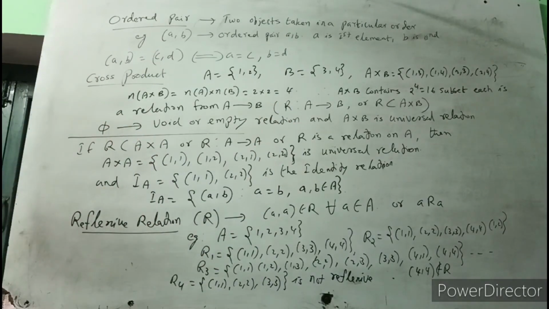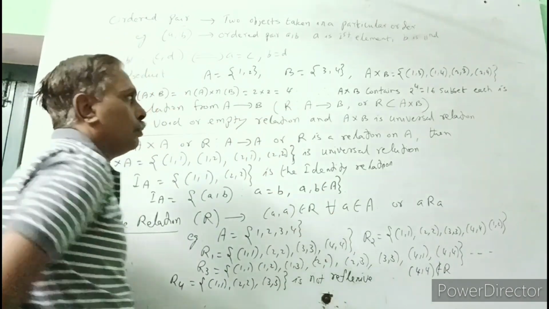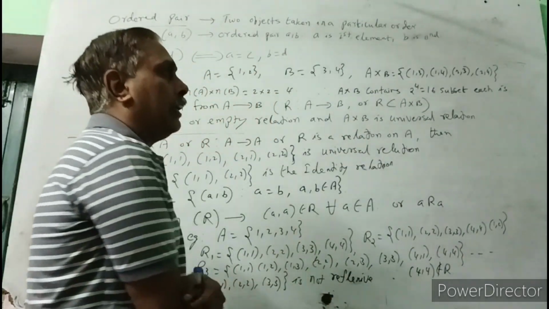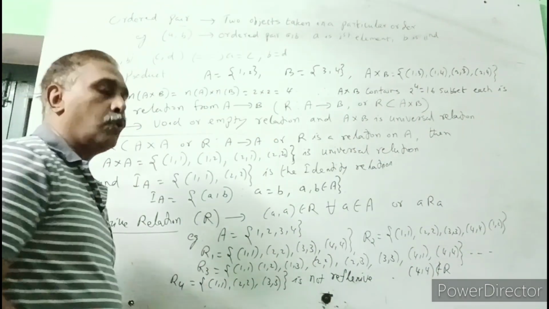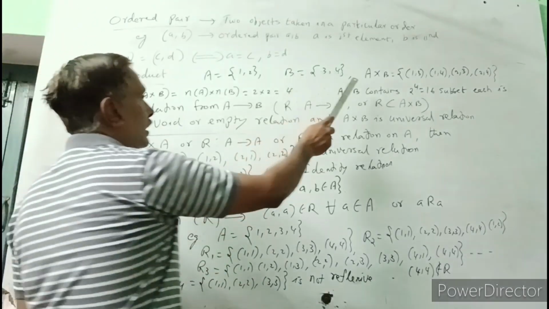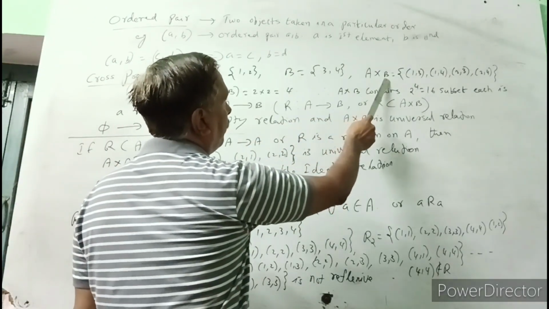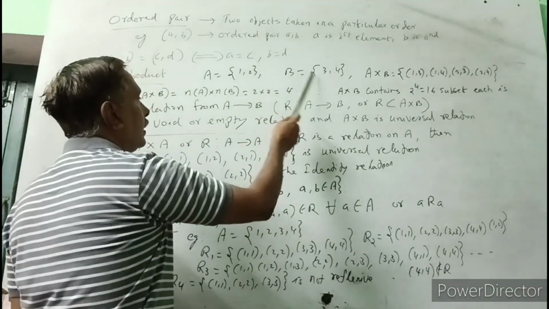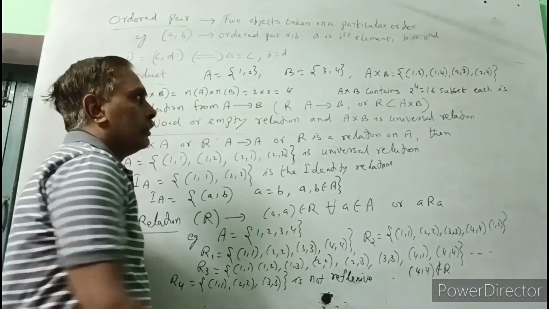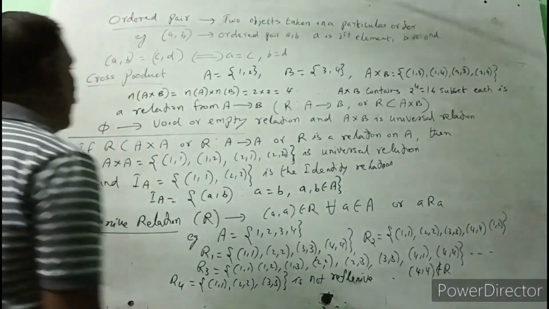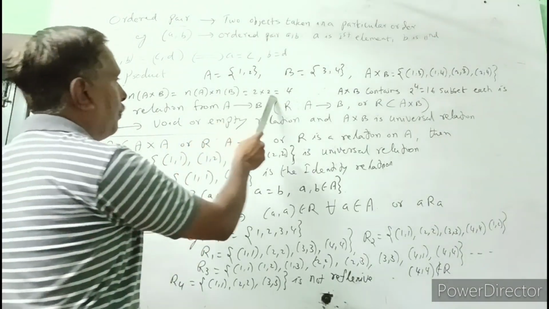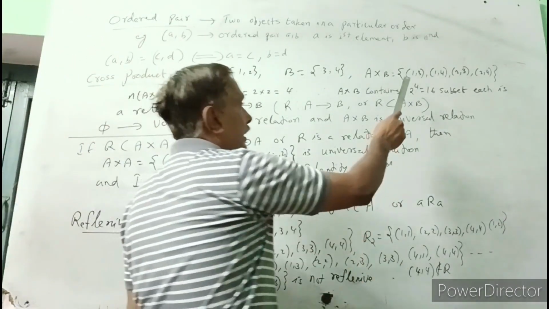Then you studied in 11th cross product. Suppose A and B are any two sets, then A cross B equal to, you know how to make it. The cross product elements are ordered pairs in which the first elements are taken from A and second from B. So (1, 3), (1, 4), (2, 3), (2, 4). That is A cross B. And you studied number of elements in A cross B equal to number of elements of A into number of elements in B.